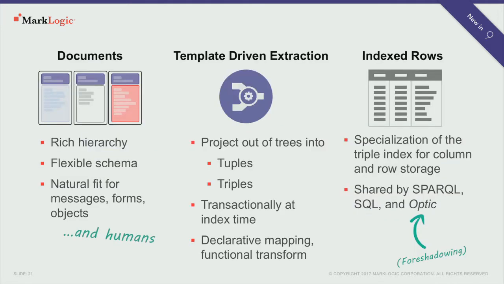So how does that work? Again, we've got our documents over there on the left. We've got metadata. We've got the raw data. We've got something new called template-driven extraction. And template-driven extraction is the filter through which those projections happen. So we've defined our own domain-specific language that allows you, at index time, to project triples or rows into that index that allows you to get those relational views. And this is the same underlying indexing engine that's supporting SPARQL and SQL, and I'll talk a little bit about Optic. That's some foreshadowing there.